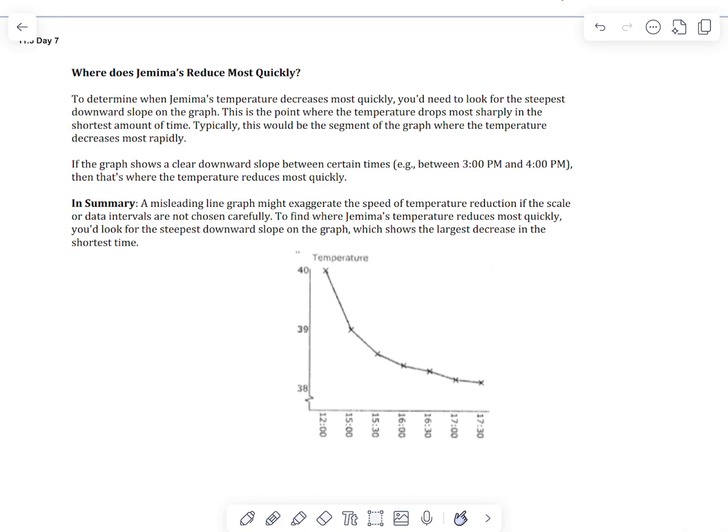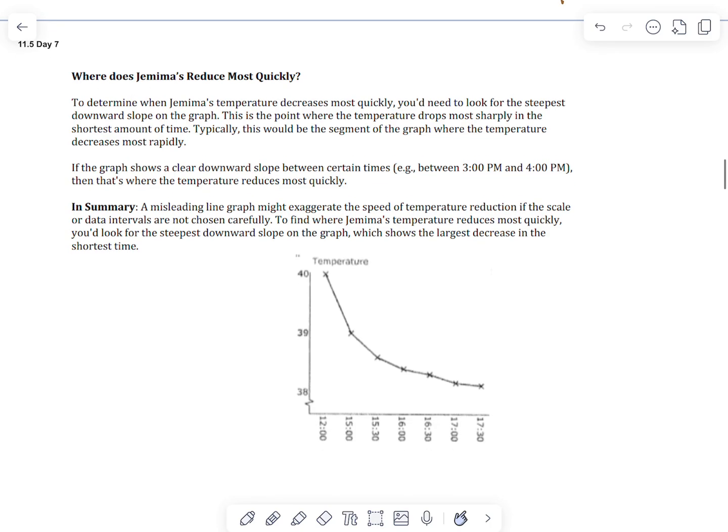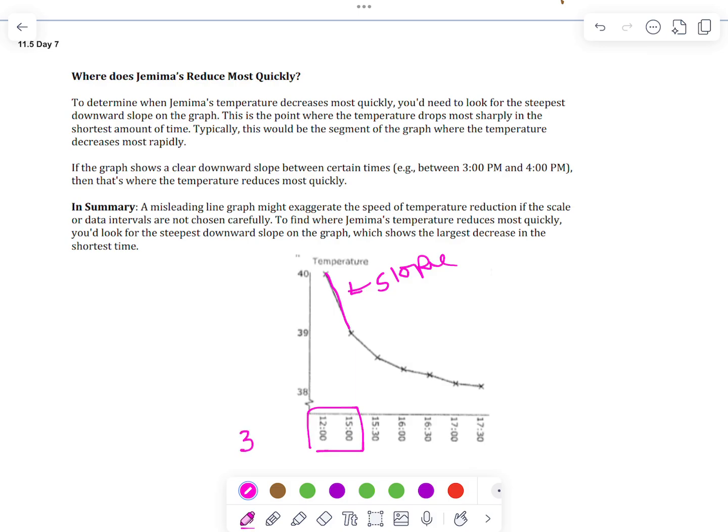Where does the temperature reduce the most quickly? To determine this, we look at the slopes. So here's a pretty drastic slope change. So that looks like the greatest change in slope, but the time allotment was 3 hours.